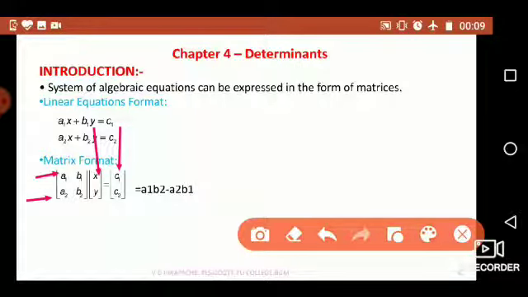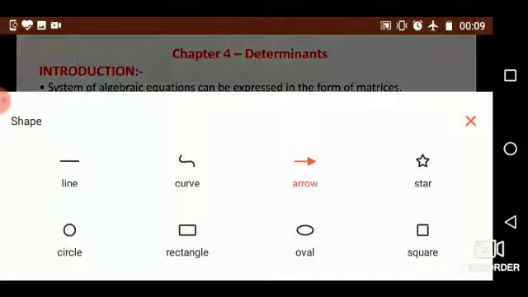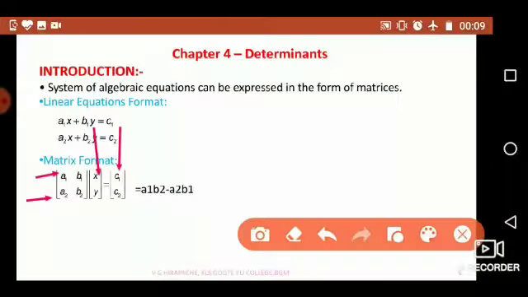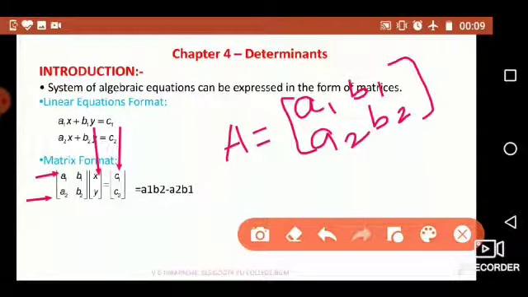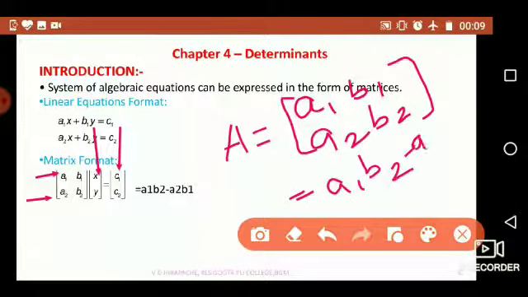We can denote the matrix A as containing the elements a1, b1 and a2, b2. These are the coefficients of x and y of the first and second row respectively. Now, the value of this will be written as a1 b2 minus a2 b1.